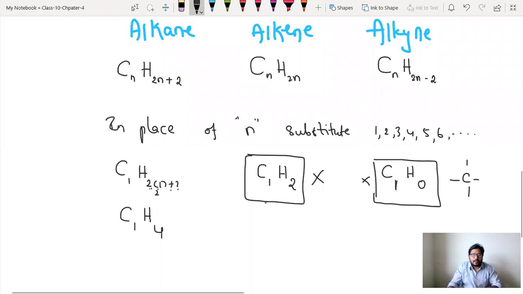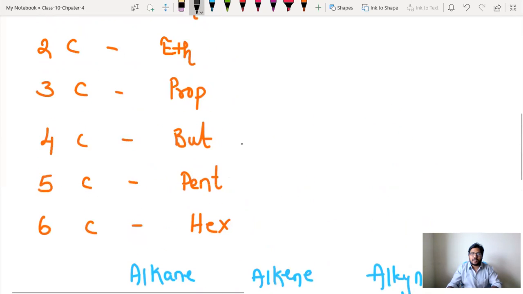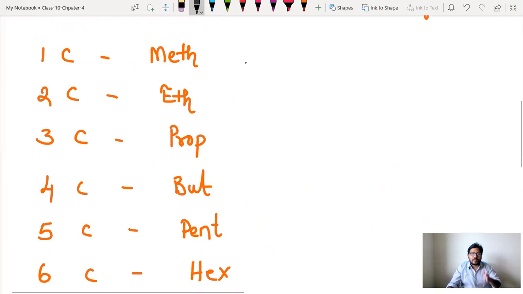Now, in next lecture, we'll discuss how to write these formulas, how to name these formulas, how to draw structures for these formulas. We are going to discuss in our next lecture. Meanwhile, you try to write this one in your classwork or running notes. If there is one carbon, you have to call it as meth. And of course, extension is there. If it is alkane, you have to go with methane.